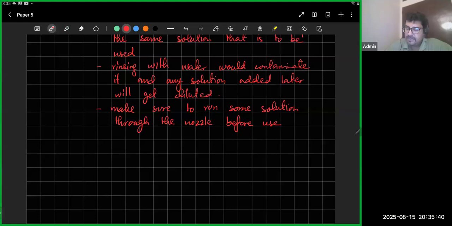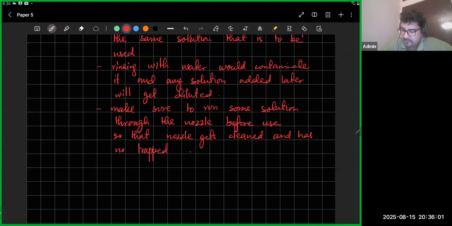So make sure to run some solution through the nozzle before use so that the nozzle gets cleaned of any previous contaminants and has no trapped air bubbles. Okay, you have to be careful about that as well. Is this clear to everyone?